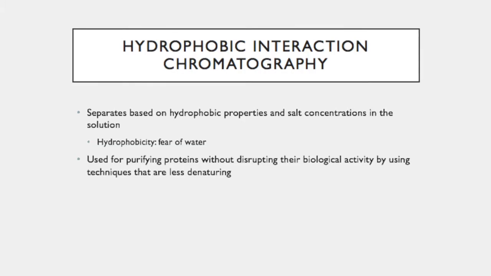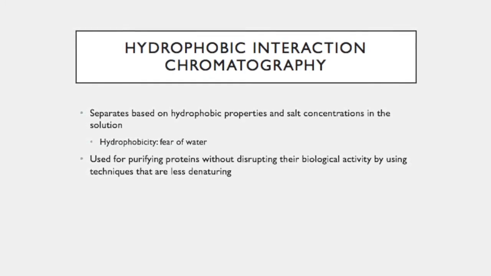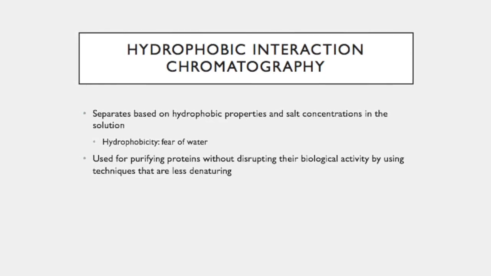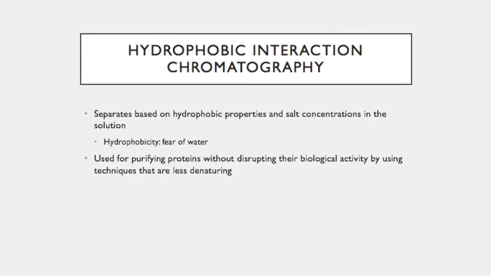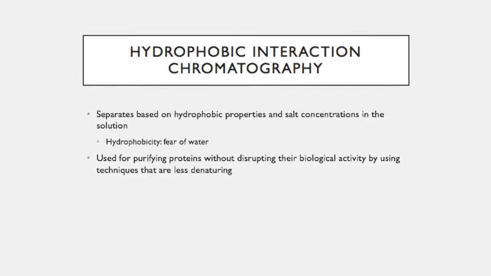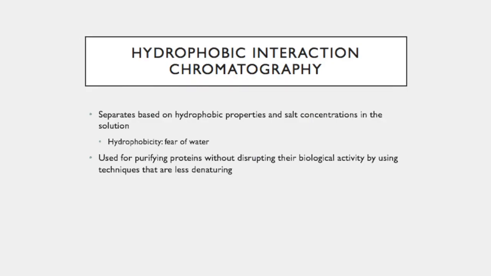Therefore, this kind of chromatography separates substances based on their hydrophobic properties, or their interaction with water, and the saltiness of the solution. Hydrophobic interaction chromatography is used to purify proteins without disturbing their biological activity by using less harsh conditions that are less denaturing for the proteins.